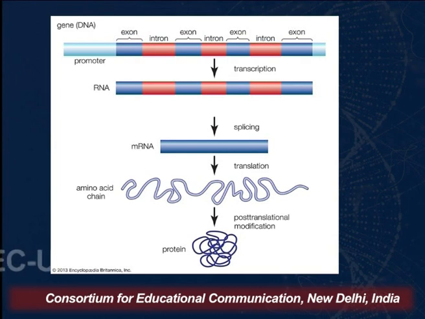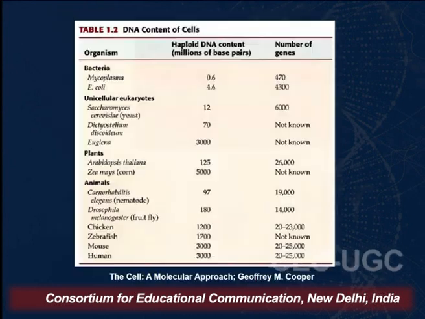Once the amino chain is formed, there is a post-translation modification which happens. What it does is it causes the proper folding of that particular protein, so that this protein now becomes functional. Now this protein can form any kind of enzyme, any signaling molecule, or get into various other functions.